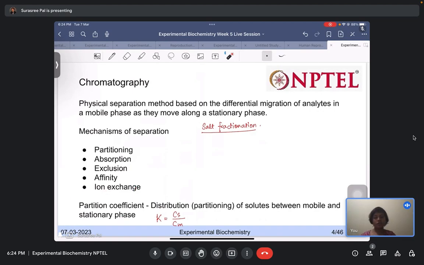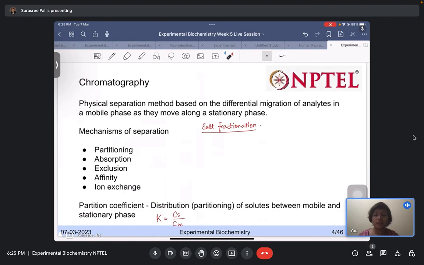The partition coefficient is the distribution or partitioning of solutes between the mobile and stationary phase. It can be represented by K equals Cs by Cm. Cs is the concentration of the solute in the stationary phase divided by the concentration of the solute in the mobile phase, right? That determines how much solute will actually be coming in the mobile phase and how much solute will remain in the stationary phase. So that actually determines our efficiency of purification or chromatographic separation, right?